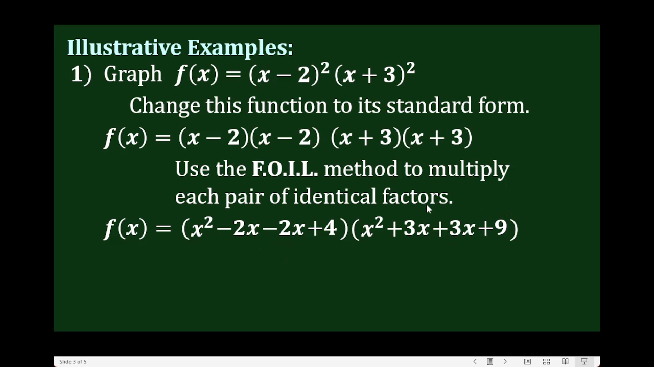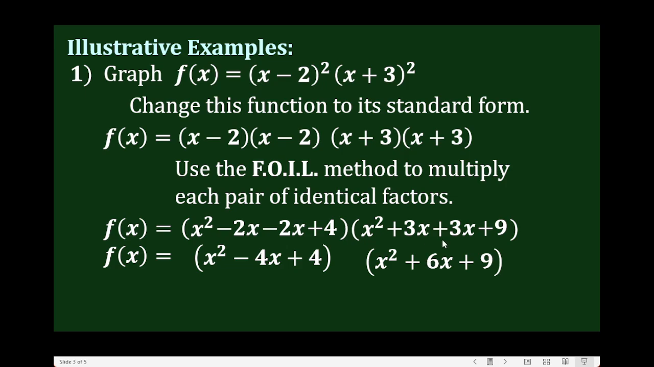Same thing with the second factor. There are two terms that are similar. So if we're going to simplify each of the expressions further, we have f of x is equal to, on the first factor, x squared minus 4x plus 4. And for the second factor, we have x squared plus 6x, which is the sum of these two terms, plus 9. And then after that, we do the multiplication of these two trinomial factors. Okay? So with that, let us simplify this further.